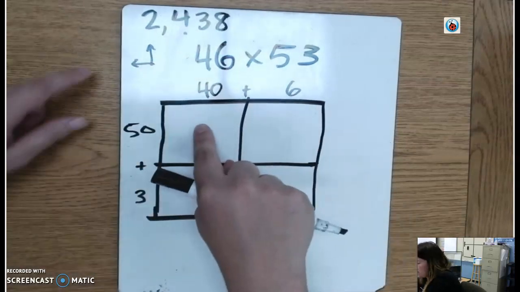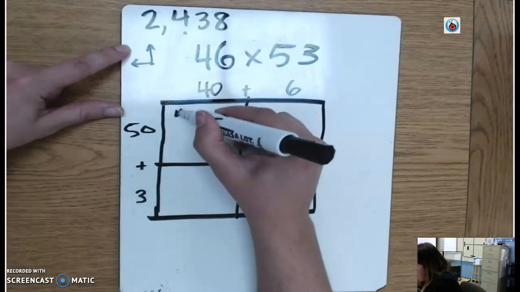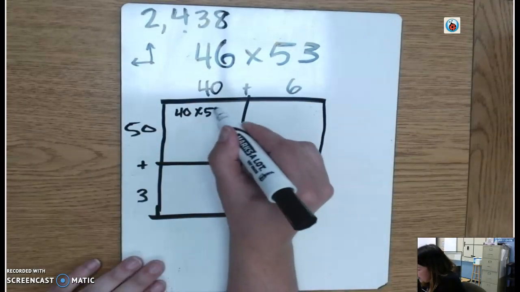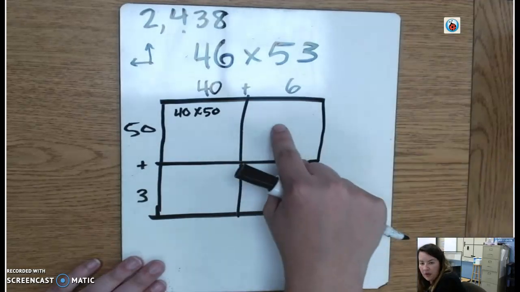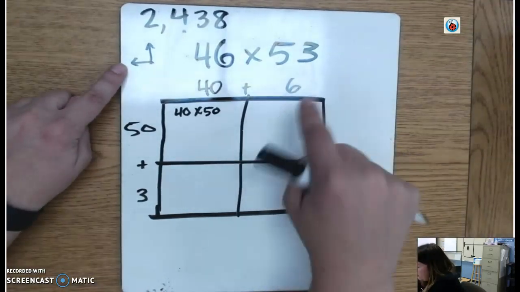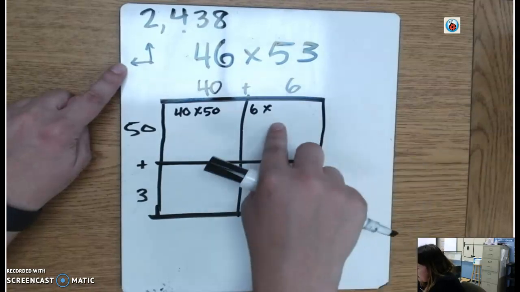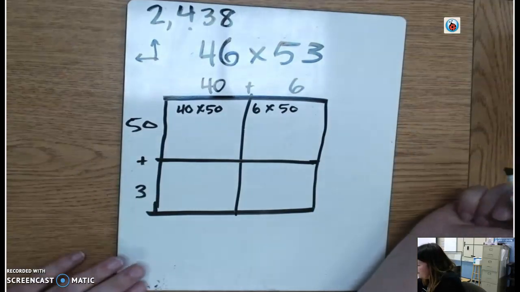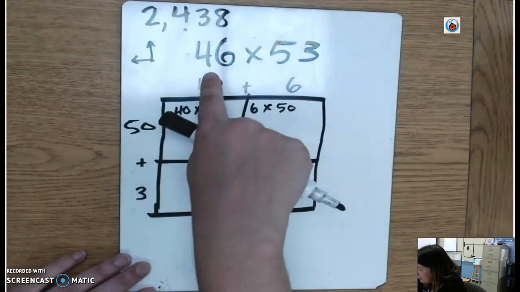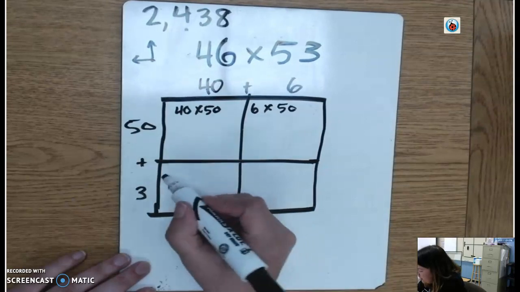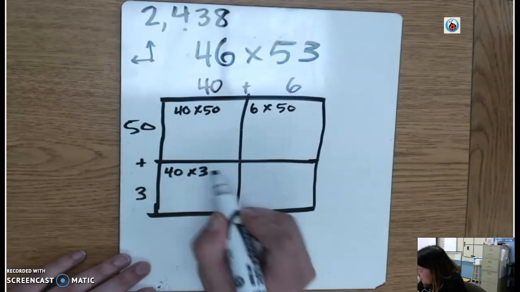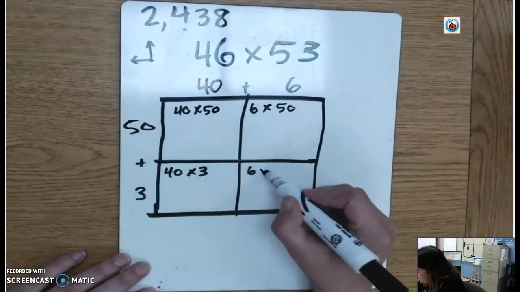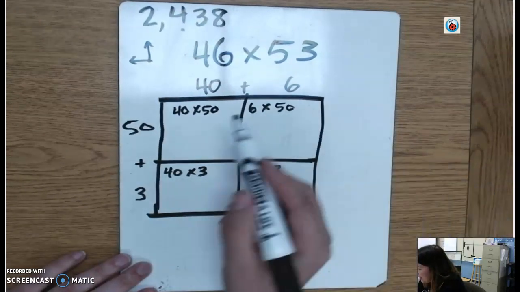So in this box right here, if I look up, it's a 40. If I look to the left, it's a 50. So I know that one's going to be 40 times 50. And this box, if I look up, it's a 6. If I look to the left, it's a 50. So this one's going to be 6 times 50. This box is going to be 40 times 3. And this box is going to be 6 times 3. Should be the same problems we had.